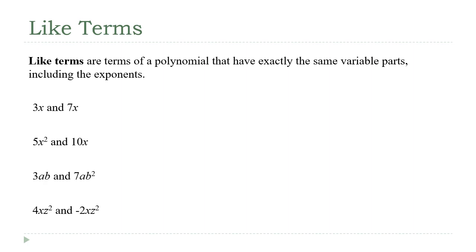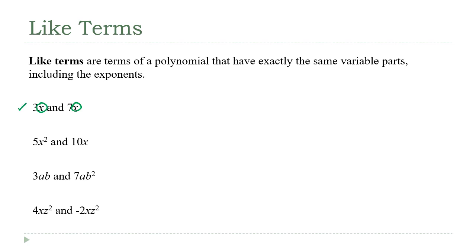So let's look at some examples. When we're trying to decide if two terms qualify as like terms, I don't care about the numbers that are out in front, right? So I'm not looking at the 3 and the 7. I'm not looking at the 5 and the 10. The only parts that I care about are the variables and their exponents. So we look at this first pair, 3x and 7x. The variables here are x and x. Those are the same, including the exponents. So these two are what we would call like terms.